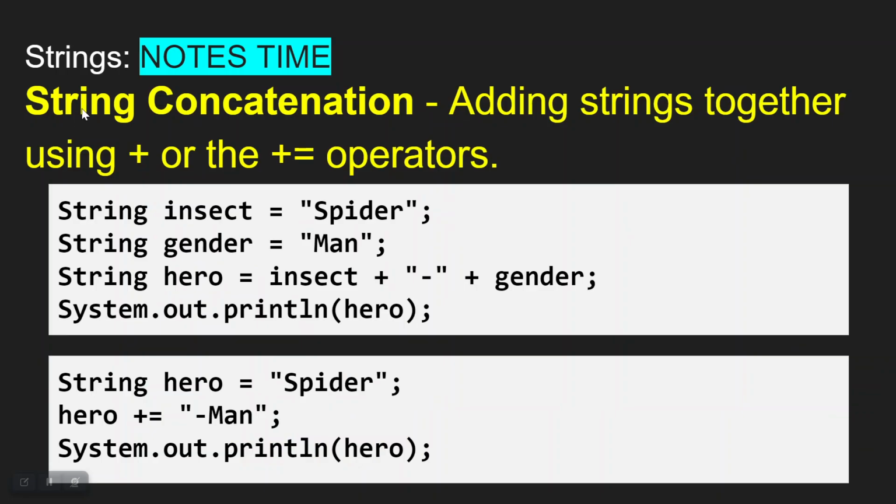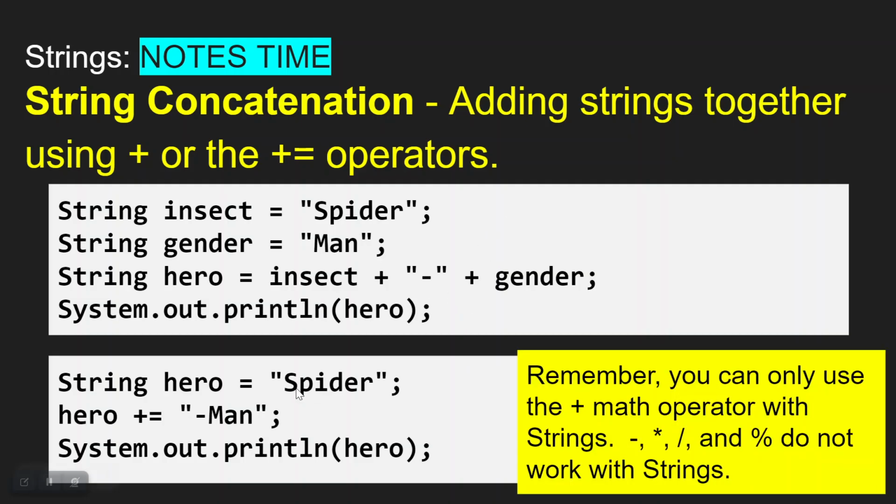All right, you can do what's called string concatenation. If you took computer science principles, you're very familiar with this. So you can do string insect equals spider, string gender equals man, and then string hero equals insect plus the dash plus gender. And then when you print that, that's going to print Spider-Man. Down here, string hero equals spider, and then hero plus equals dash man. That would do the same thing. That would take spider, and then concatenate dash man to it, and then you could print it. So in both of these cases, it's going to print Spider-Man.